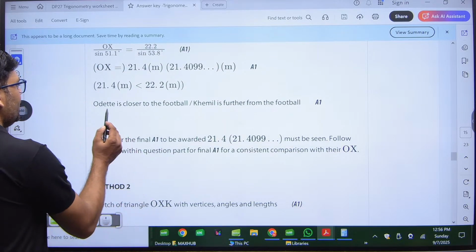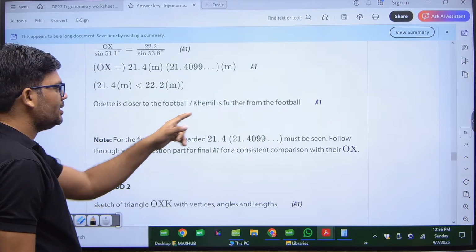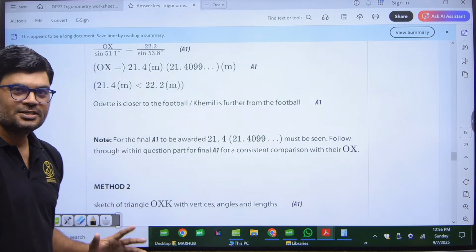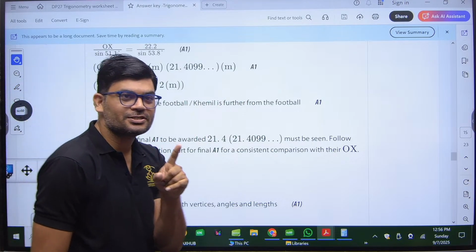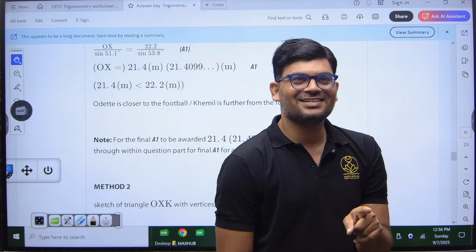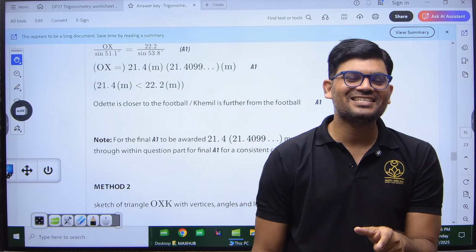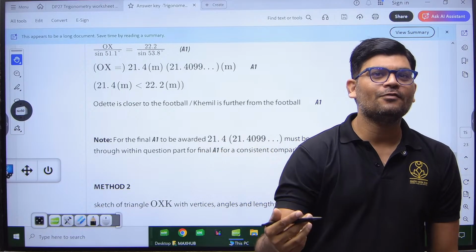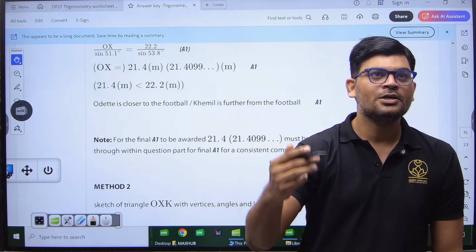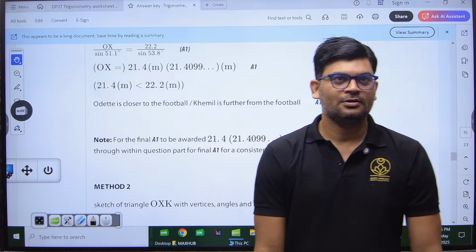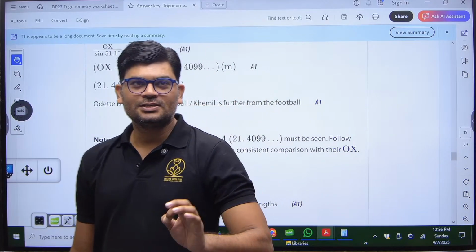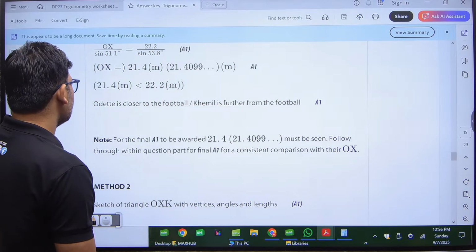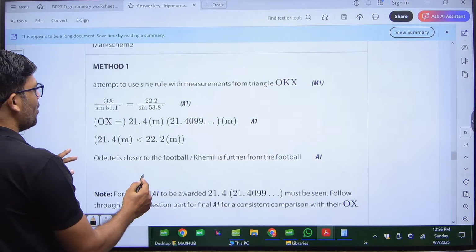So they are saying that Audit is closer to the football, Camille is further from the football. See, we got the right answer without calculations. If the time is less, you can even use the graph of the sine function, which increases from 0 to 90 degrees. So you can say the value of this is greater than that. By the mathematical logic, see, they found the value.